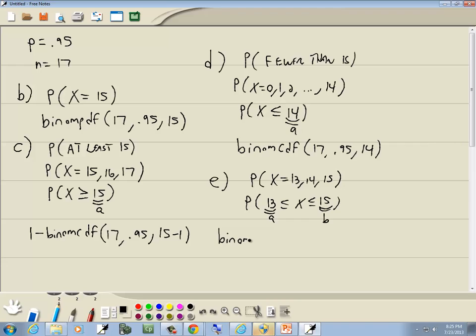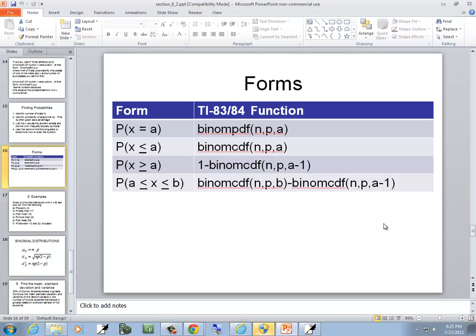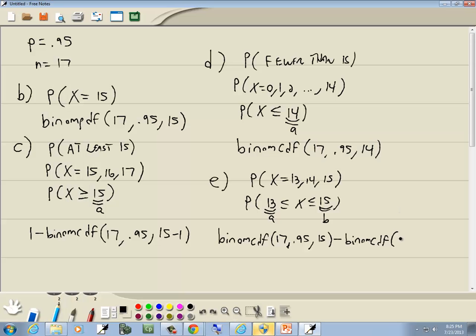So binom CDF n, which is 17, p, which is 0.95, B, which we said is 15, minus binom CDF n, p, A minus 1. So I've got 17, comma, 0.95, A minus 1. So 13 minus 1, or 12. And that'll give us our answer.